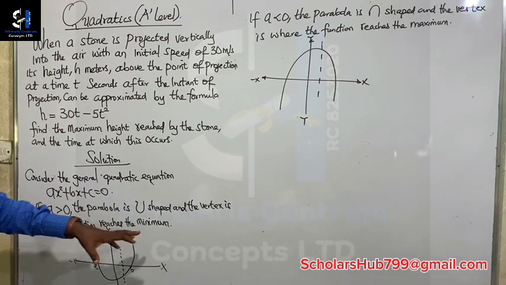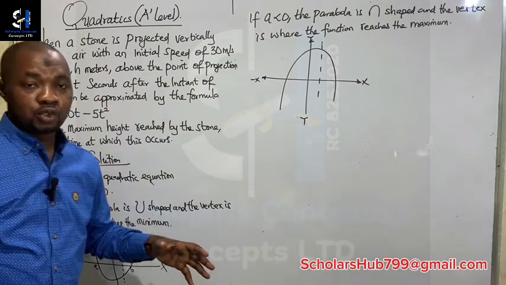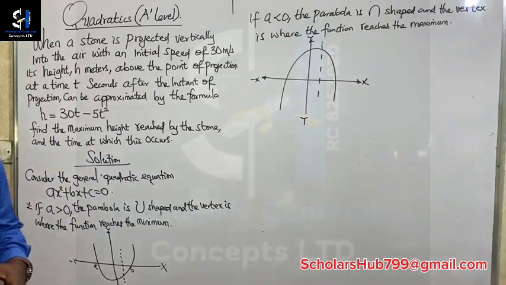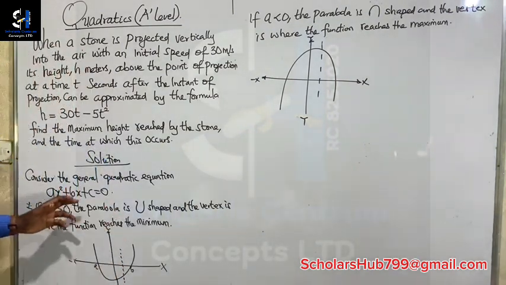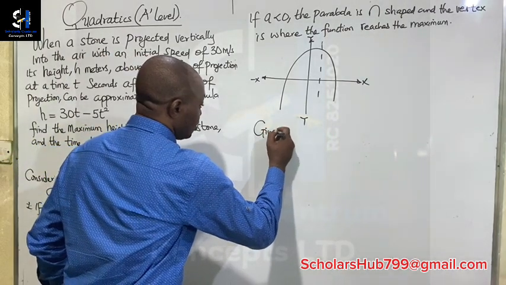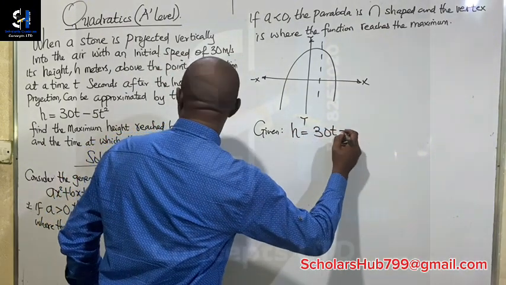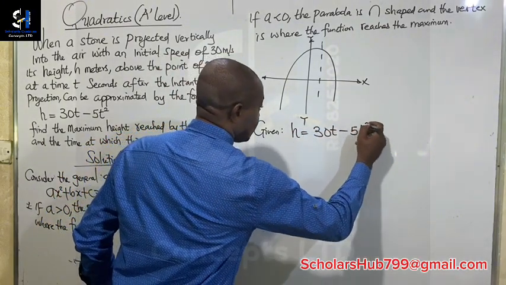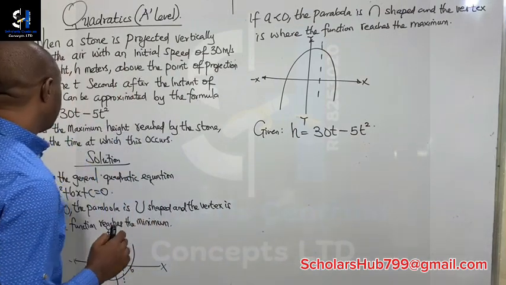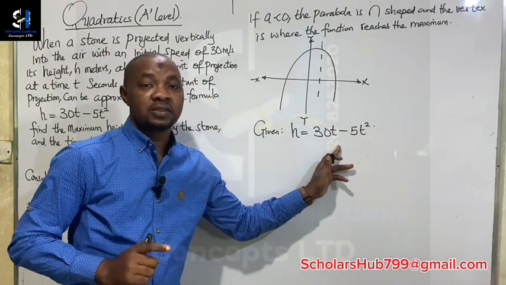Now, to be able to calculate the maximum height reached by the stone, we're going to use one of these to solve this question. What we need first is to write the equation for the vertex of the parabola of this function. What we are given is h equals 30t minus 5t squared. To calculate the maximum height, we need to first find the value of time t.